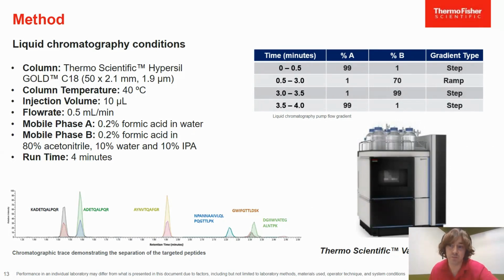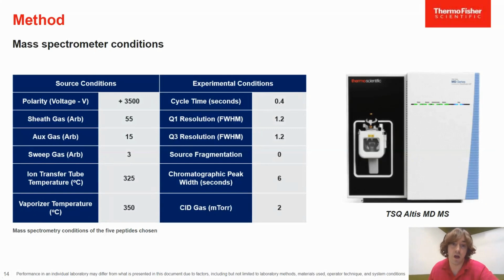The LC method gradient was optimized to provide clear separation between each nucleocapsid and spike peptide, whilst providing a quick runtime. All this was done using the Vanquish MD HPLC, so a medical device liquid chromatography system that's ideal for lab-developed tests and when paired with an MD mass spectrometer. For the mass spectrometer, we used the TSQ Altis MD, so again, a medical device.